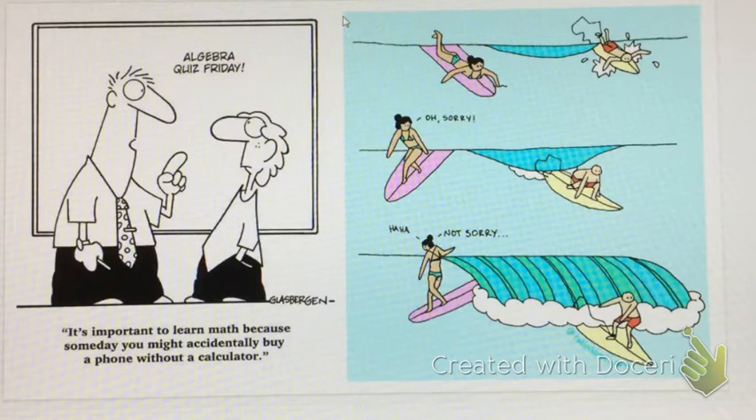Okay, some of you will get the cartoon on the left, some of you will get the one on the right. Maybe both. Take a moment, check it out. Pause if you need to, because we're moving on.